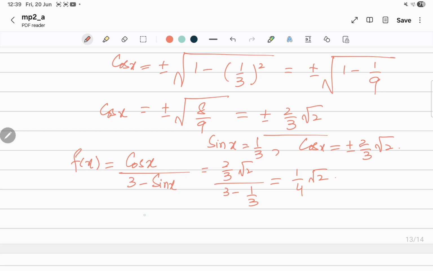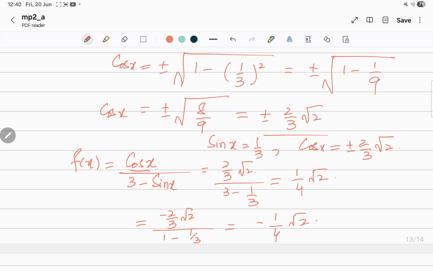And we can get one more value by using the negative value of cos over here. So it will be minus 2 over 3 root 2 over 3 minus the value of sin, which remains the same, 1 over 3. And if you type this on the calculator, you will end up with a negative value, which is minus 1 over 4 root 2.